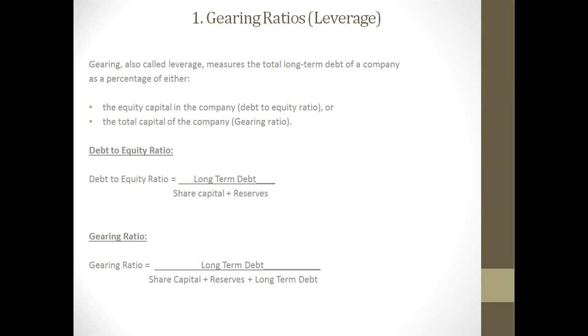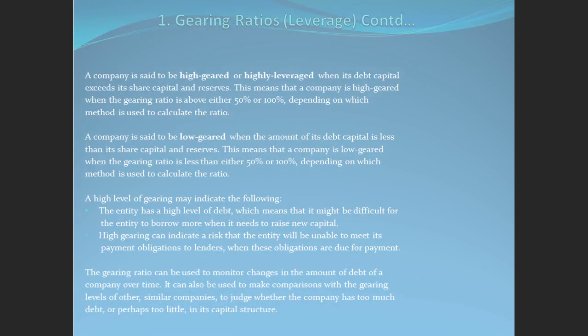Debt to equity ratio is equal to long-term debt upon share capital plus reserves. Gearing ratio is equal to long-term debt upon share capital plus reserves plus long-term debt. It is usually appropriate to use the figures from the statement of financial position at the end of the year. However, a gearing ratio can also be calculated from average values for the year. When there are preference shares, it is usual to include the preference shares within the debt capital.